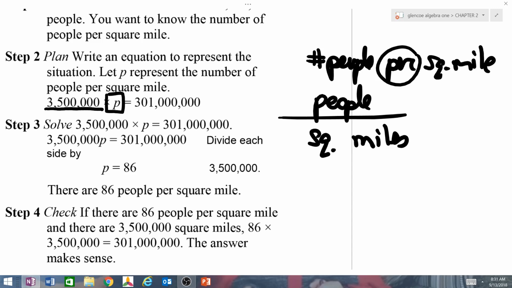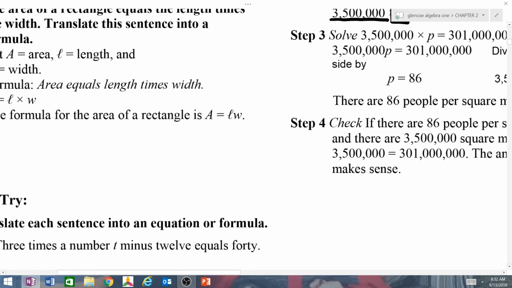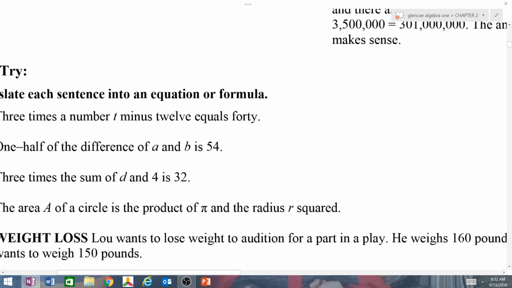This is 301 million as compared to 3,500,000. Do you see the difference now? Okay, good job. All right, let's go ahead and look at a couple of here that we can try together.